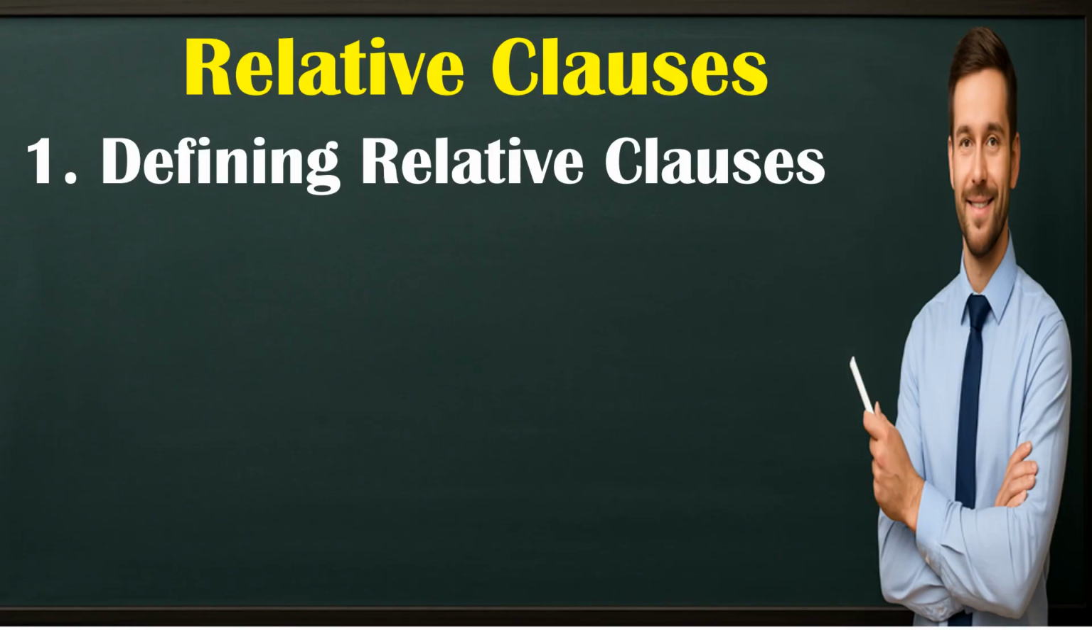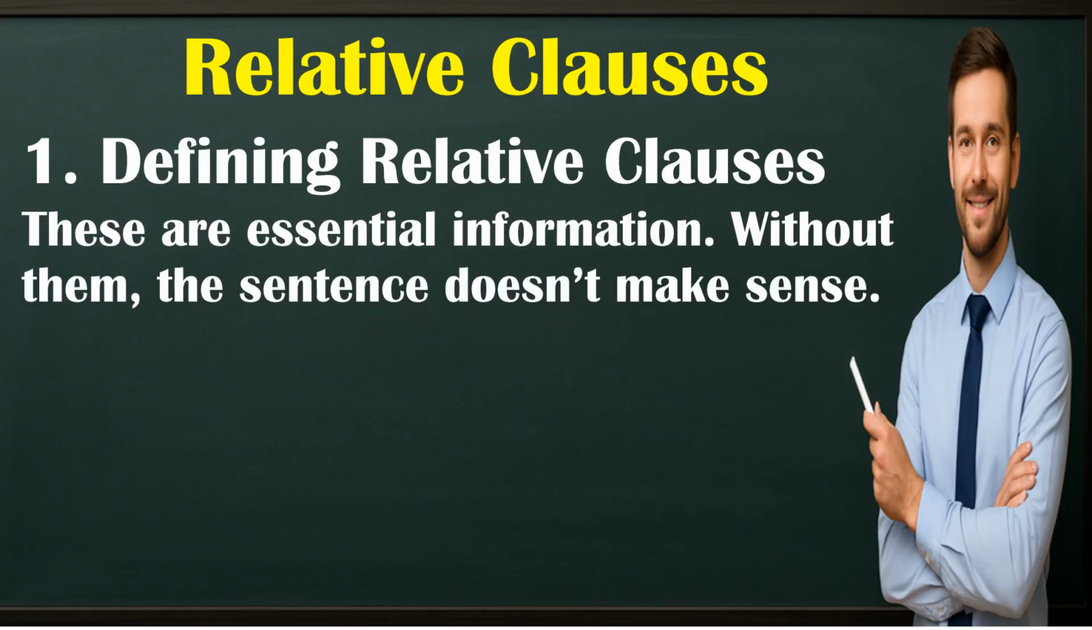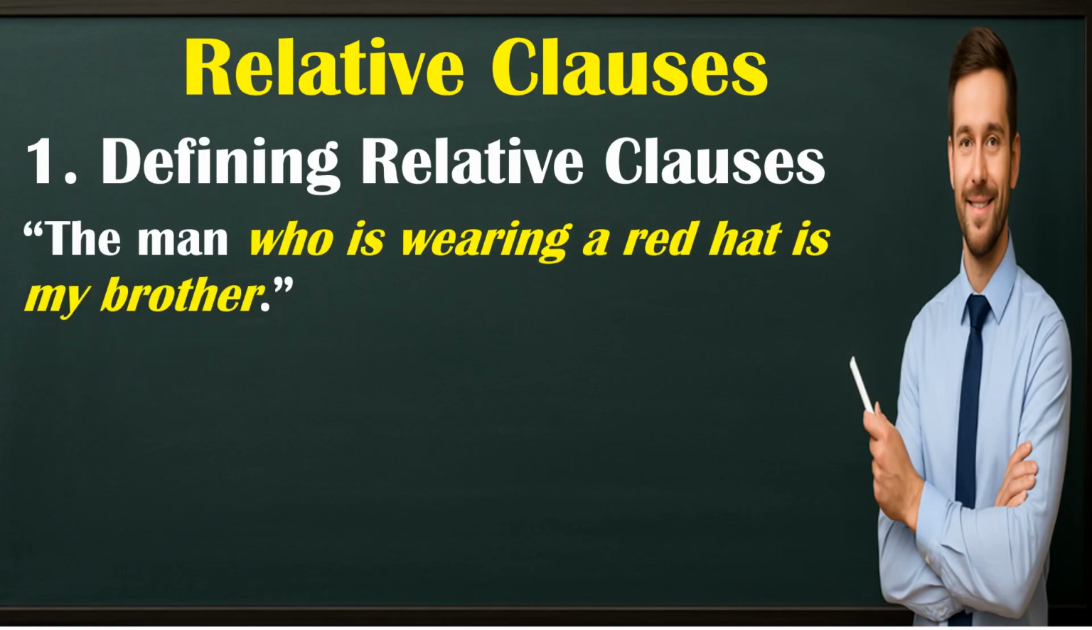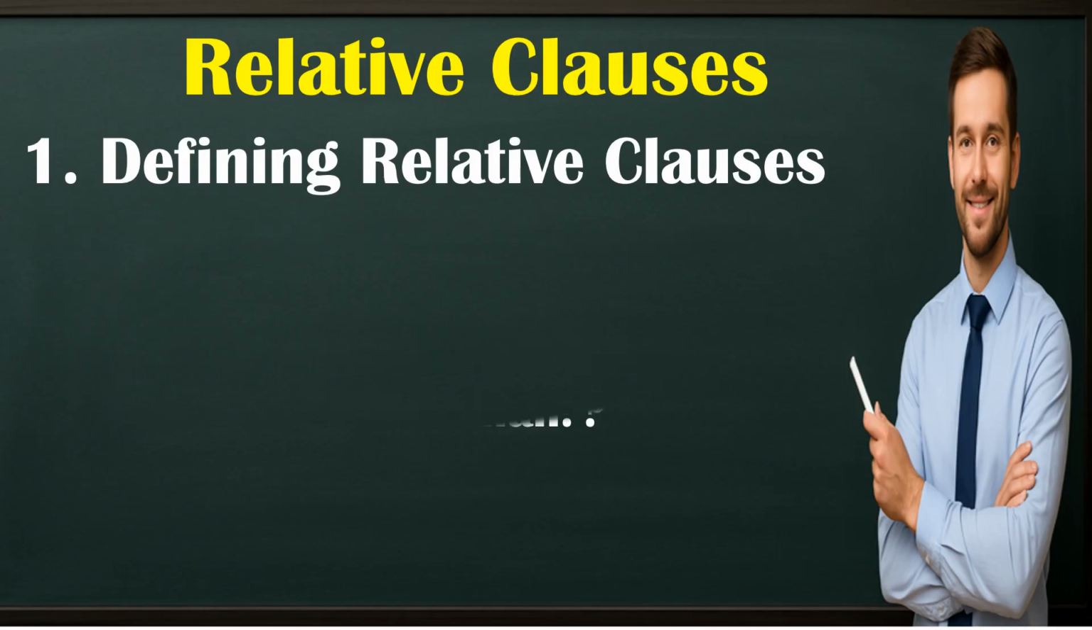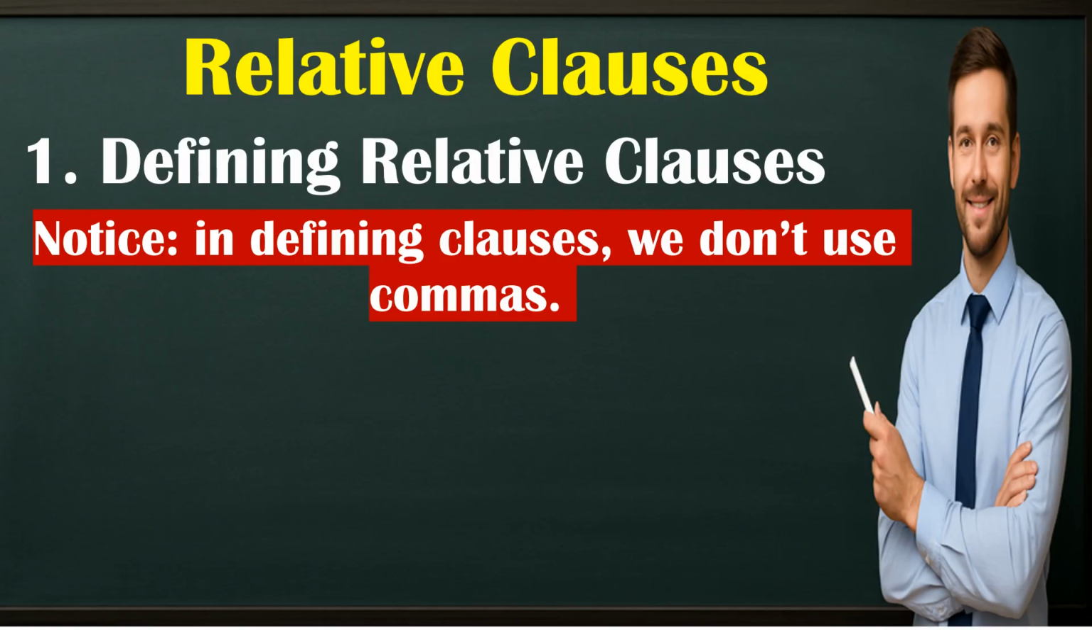Defining relative clauses. These are essential information. Without them, the sentence doesn't make sense. For example, the man who is wearing a red hat is my brother. If I just say, the man is my brother, which man? Too vague. The part, who is wearing a red hat, defines which man we're talking about. Notice, in defining clauses, we don't use commas. Simple.